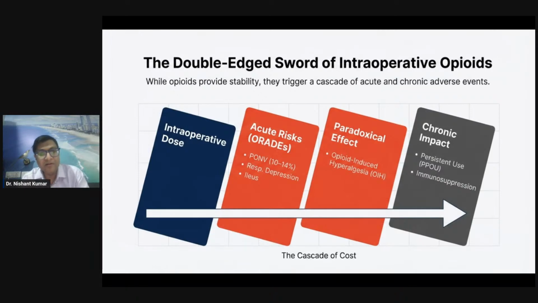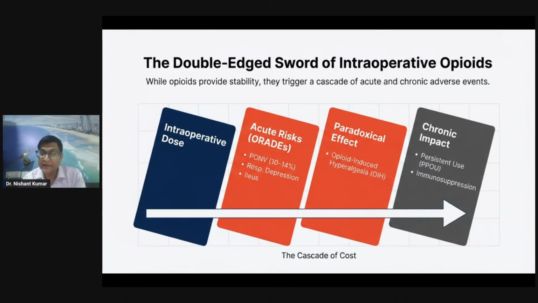So the acute risks are postoperative nausea and vomiting, which is very intense after opioids, the chances of respiratory depression, paralytic ileus, urinary retention when given in the neuraxis, and also it has a paradoxical effect. As I said, the opioids are known for their analgesic effect, but in certain patients, they might also cause hyperalgesia in the postoperative period.